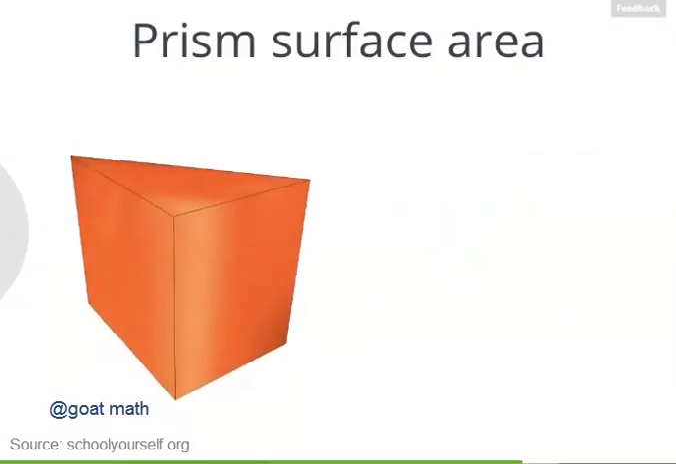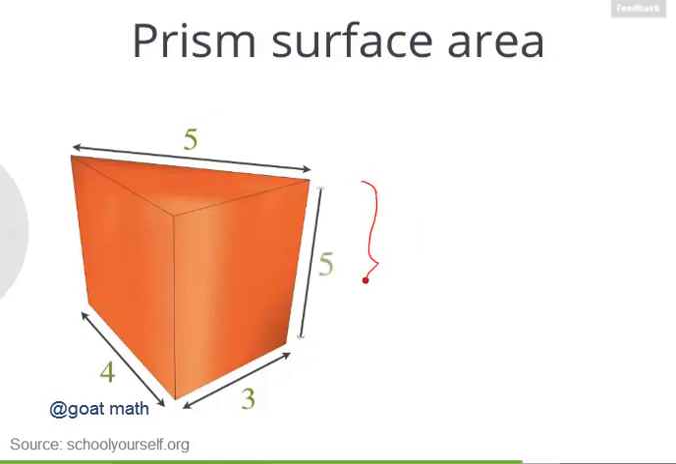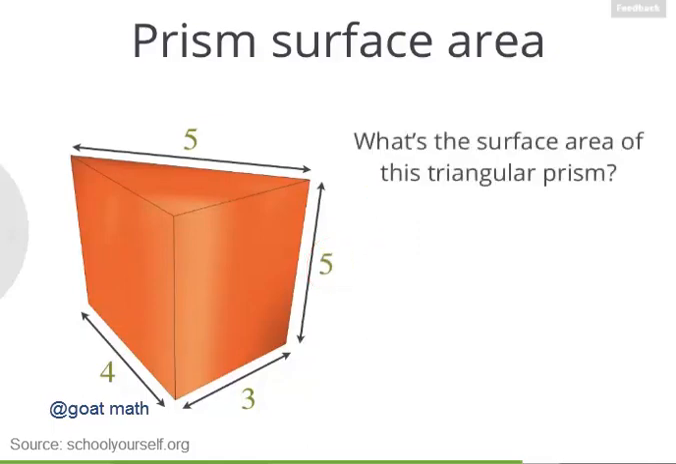As we already said, our right triangular base has side lengths of 3, 4, and 5. And now suppose the height of this triangular prism is also 5. What's the surface area of this prism? Rather than using a formula, try finding the areas of all the faces and then adding them up.